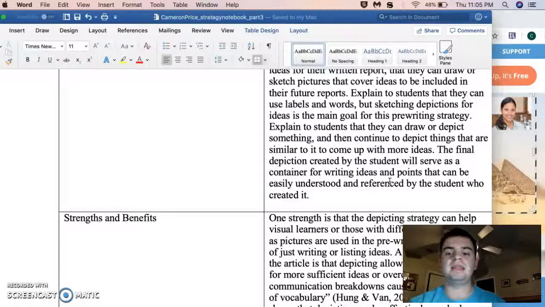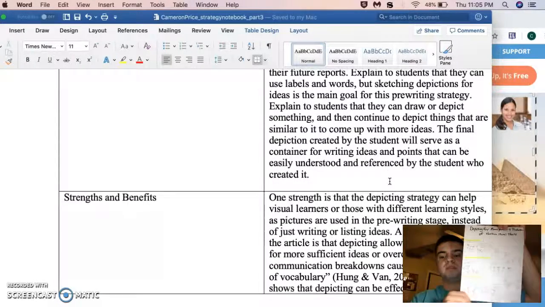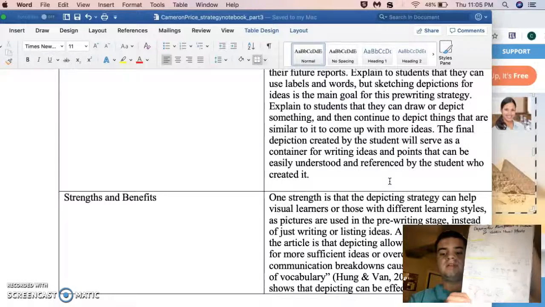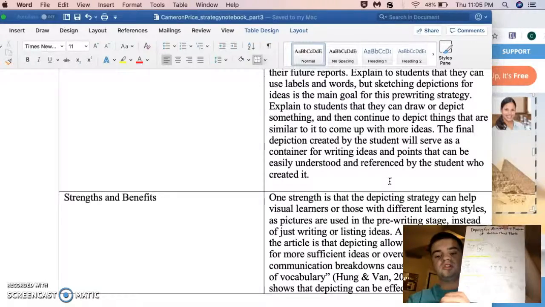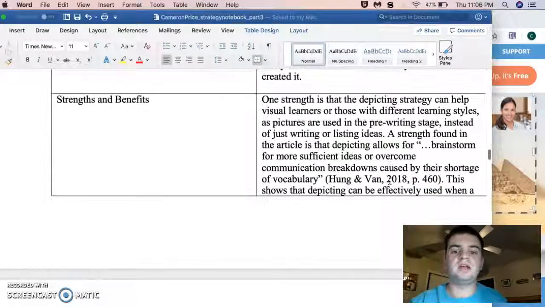And then in the end, they'll be able to use all these depictions and drawings as a container for writing ideas and points that they can put into that one-page informational report over management and production of horticultural plants. So basically, they'll have a whole list. I'll show it in the example I have on the computer. They'll have a whole paper of different depictions they did to help them with the ideas that they're going to use.